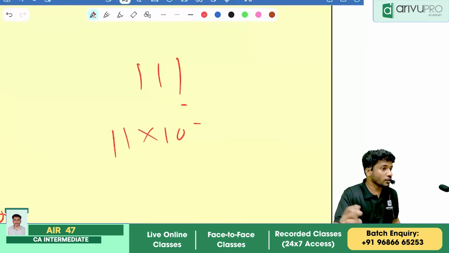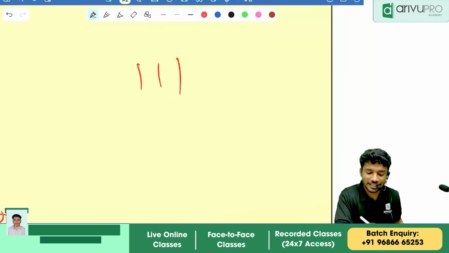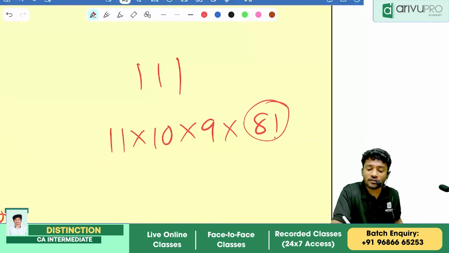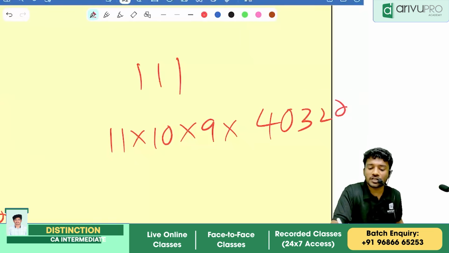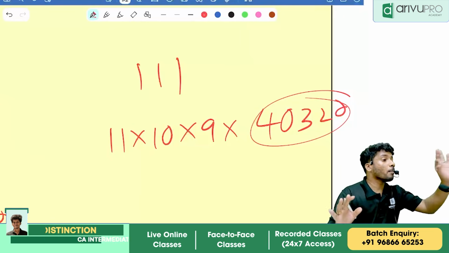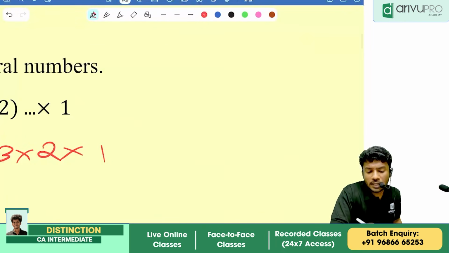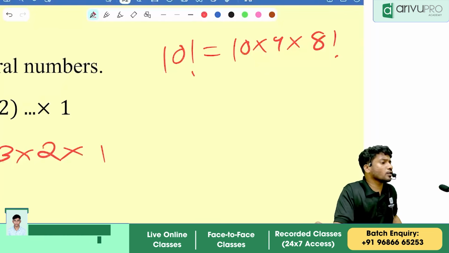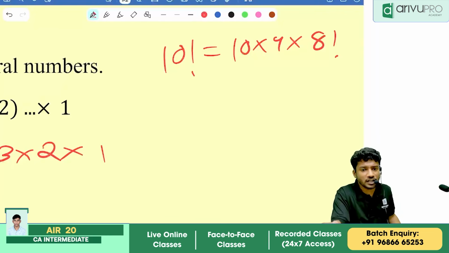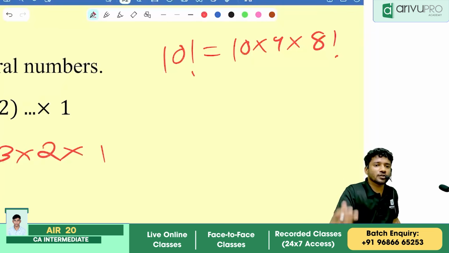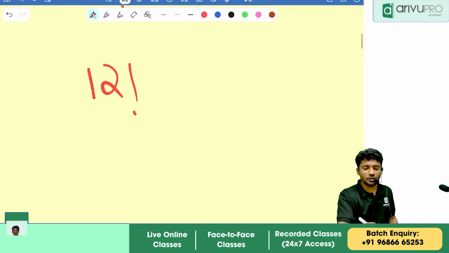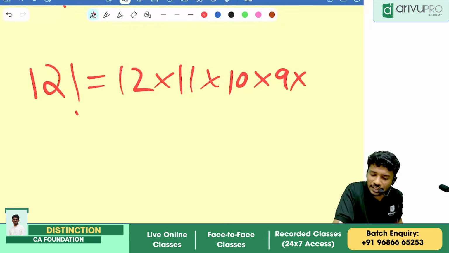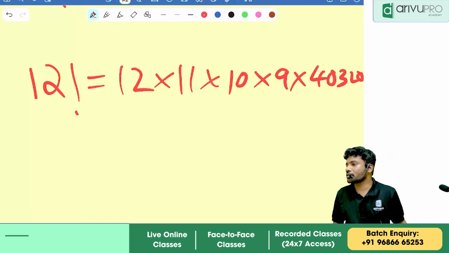11 into 10, will you do all the things? No. We will write it like this: 11 into 10 into 9 into 8 factorial. We know the value of 8 factorial. How much? 40,320. That way we can find the answer much faster. Whenever they ask you 10 factorial, how will you write? 10 into 9 into 8 factorial. That way you can always write and get the answer much faster. Then how much is 12 factorial? 12 into 11 into 10 into 9 into 8 factorial, where 8 factorial is 40320. Get me the answer.